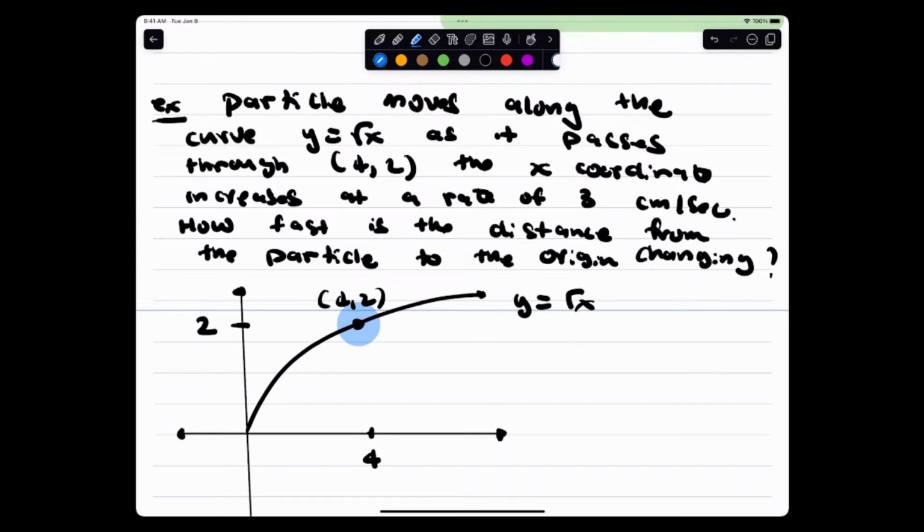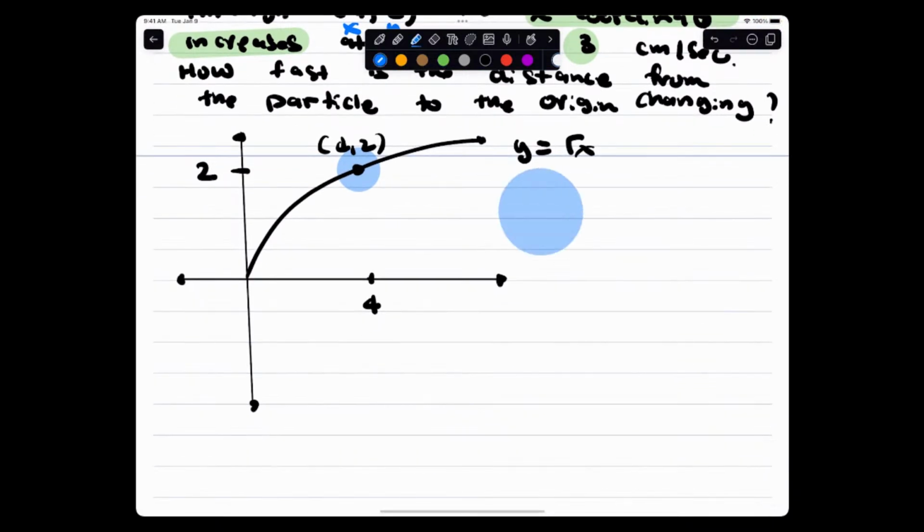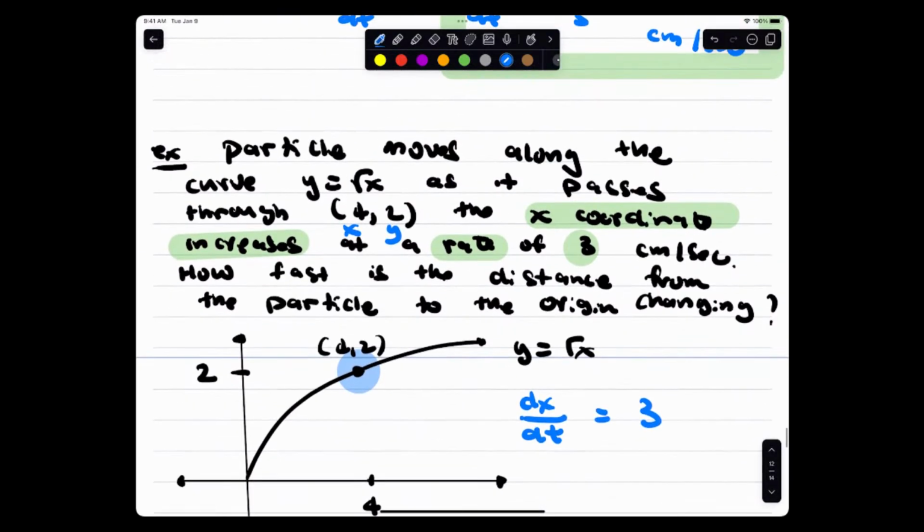Now, what did they tell you here? This is the x coordinate and the y coordinate here. What did they give us? The x coordinate, I'll color it green. The x coordinate increases, okay, at a rate of 3 centimeters per second again. So that's the x coordinate increasing. That's a rate. So dx/dt equals positive 3 centimeters per second. It's increasing again. Okay. So far, so good?